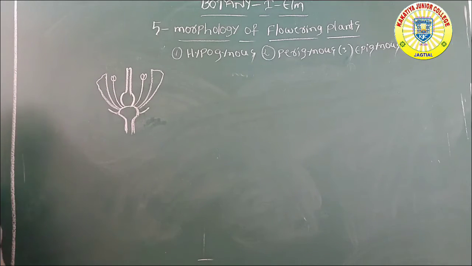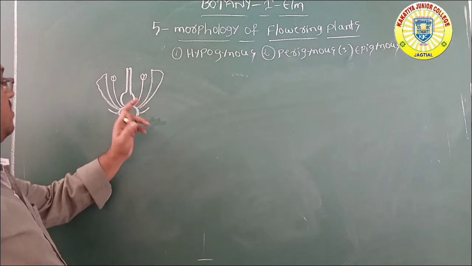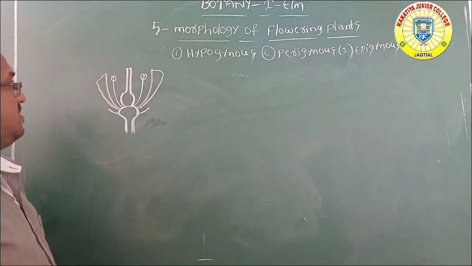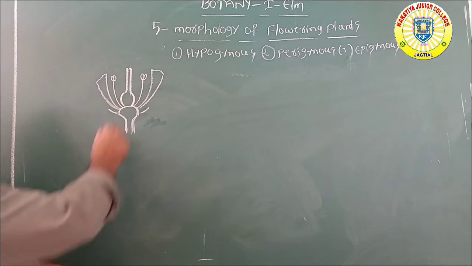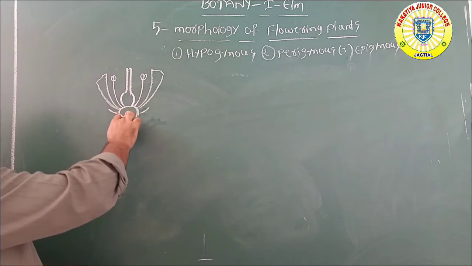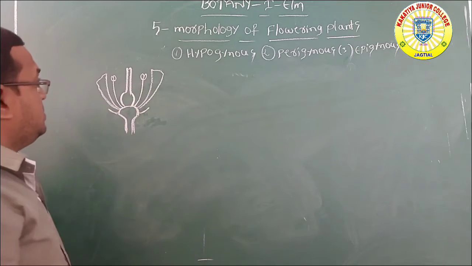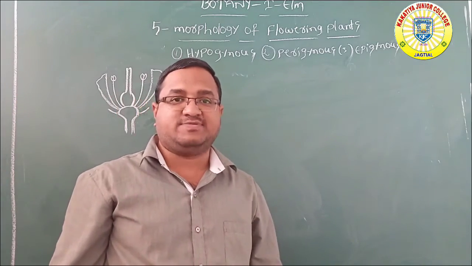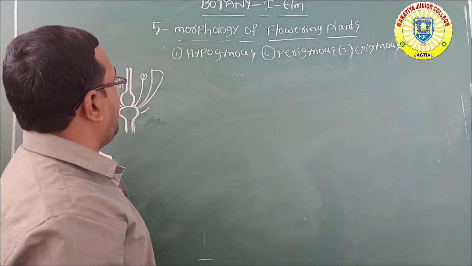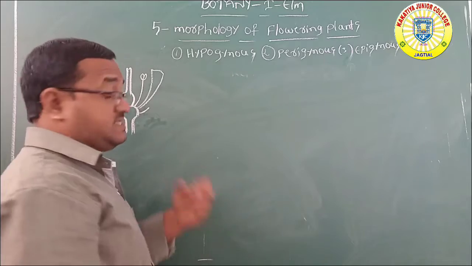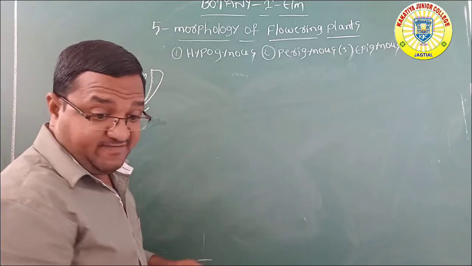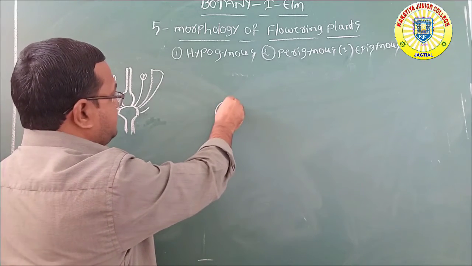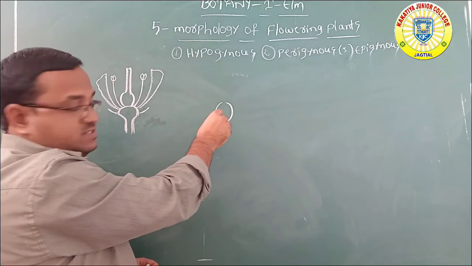So based on the position of the calyx, corolla, androecium with respect to the ovary, this is the thalamus, this is the stalk. Based on this concept, flowers are mainly three types: hypogynous, perigynous, epigynous. First, what is hypogynous? Then you can see perigynous. And what is perigynous?